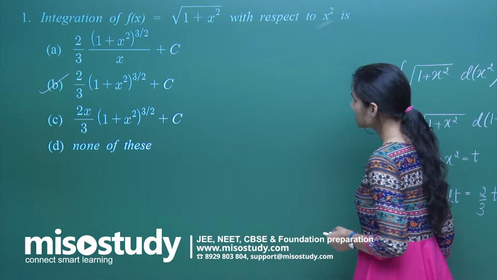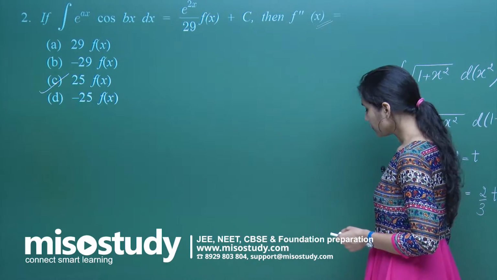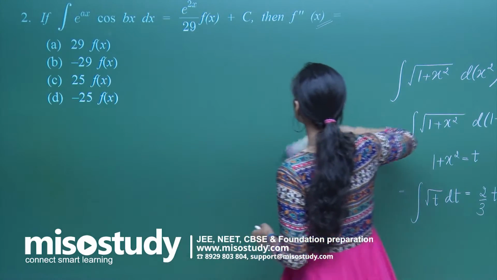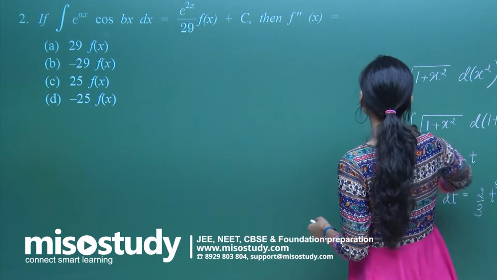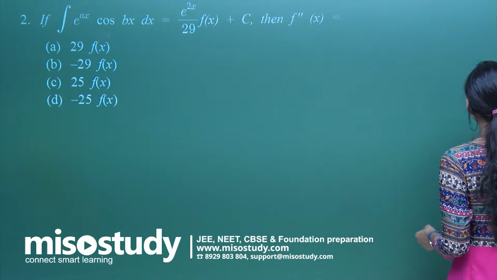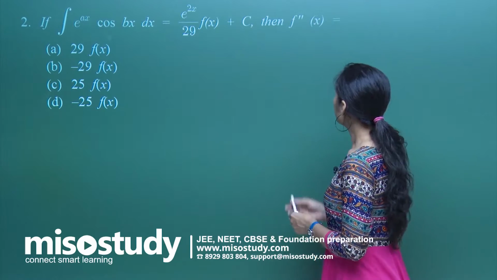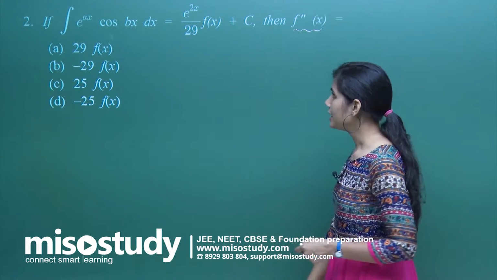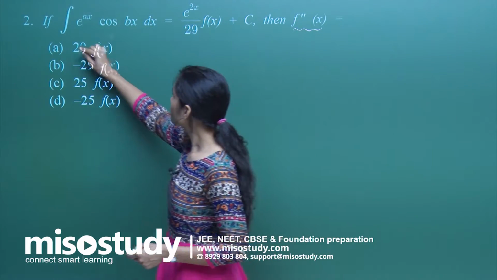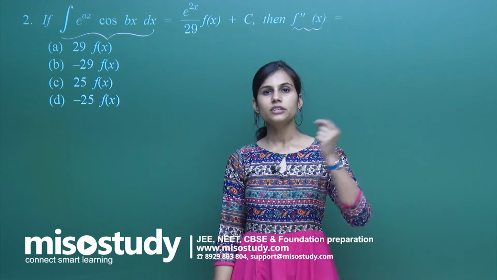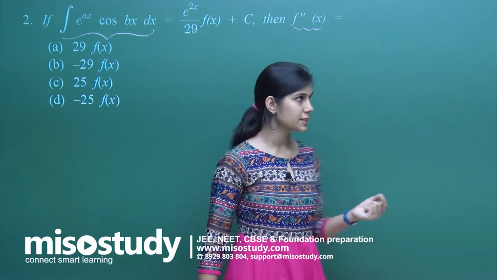The next question says that if integral e to the power ax cos bx dx is given to be this, then f double dash x will be equal to what? So you are given the information of a certain expression. On the basis of that, you are being asked to compute f double dash x. Now if you recall, this is something we have already witnessed, and we know the general scenario which follows for this particular expression.